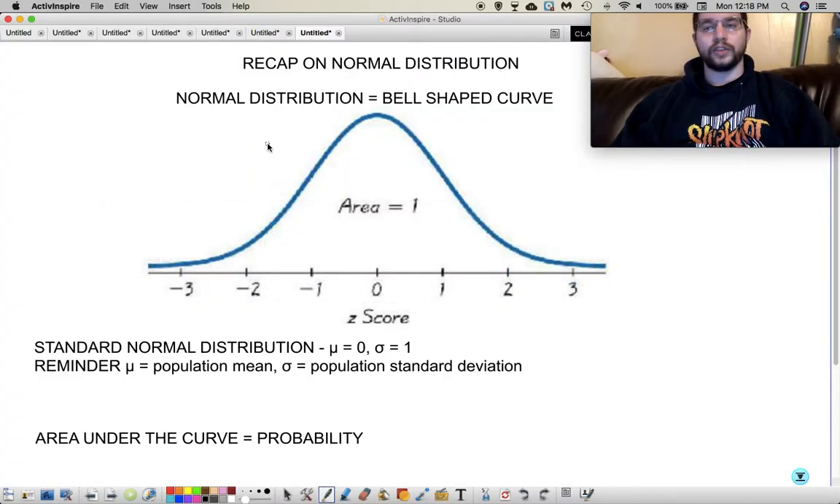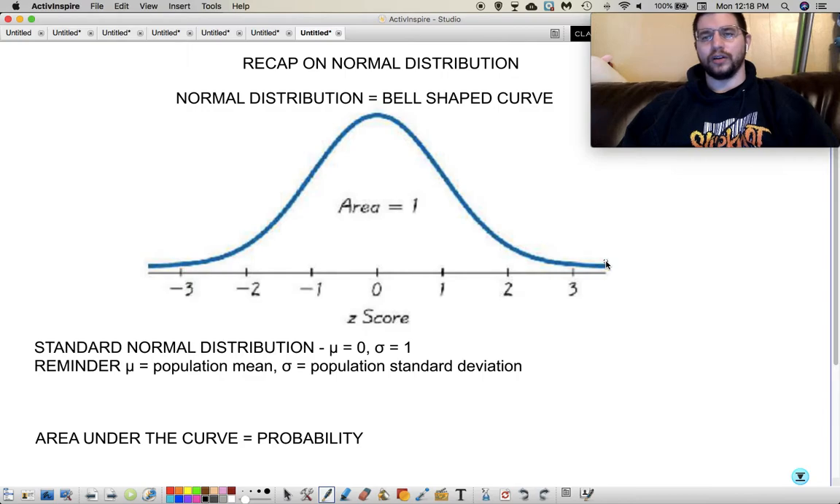So, a recap on what the normal distribution is. Remember, the normal distribution has a bell shape. It's a bell-shaped curve. If you read a problem and it says it's normally distributed or it has a bell-shaped curve, that's when you're going to be using a normal distribution. If it's not a normal distribution, the problem will say something like it's a binomial distribution. It'll tell you. So just read the problem and it'll tell you what kind of distribution you're dealing with. For now, we're dealing with only normal distributions.